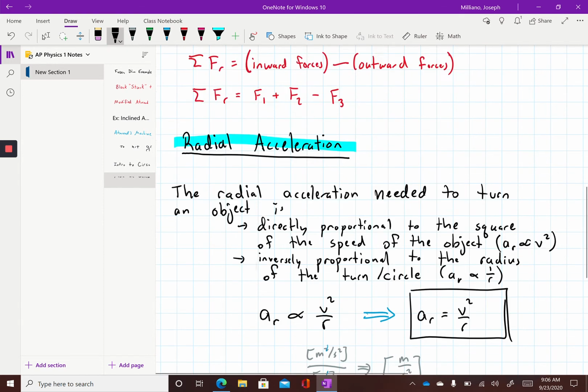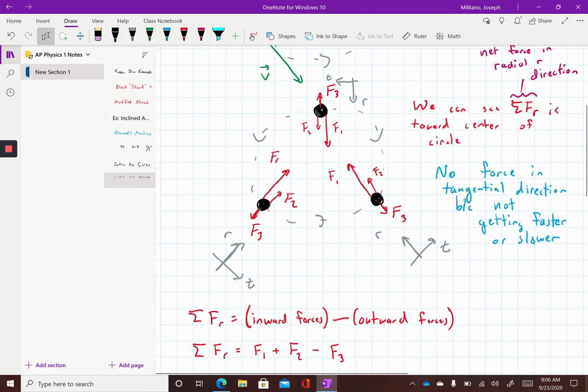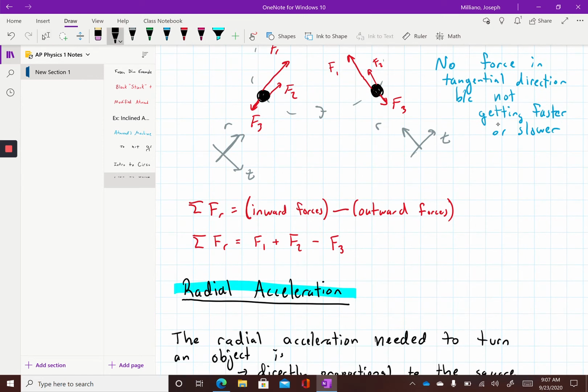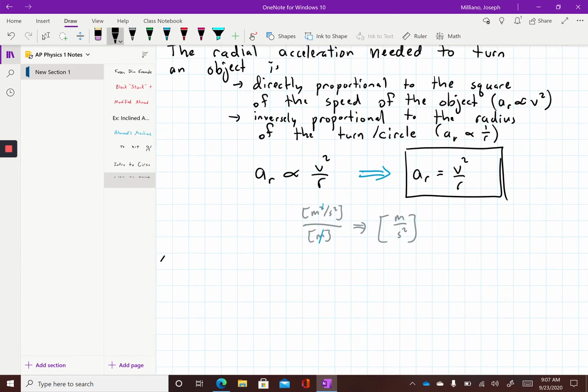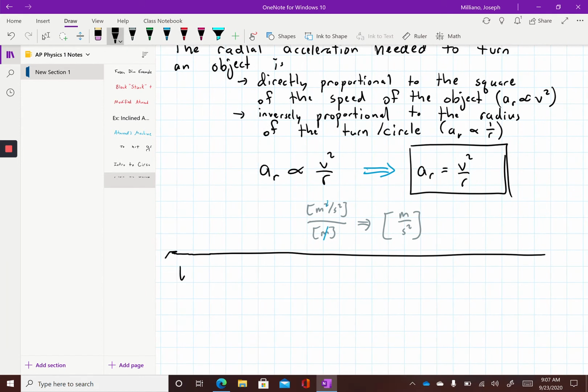And then what does that look like in the example from the last video where we had 3 forces acting on an object that was turning? And we found that the sum of the forces was adding the 2 forces in the inward direction, then subtracting off the force in the outward direction. Well, what does that look like now? We can apply Newton's second law now, with this equation for acceleration.